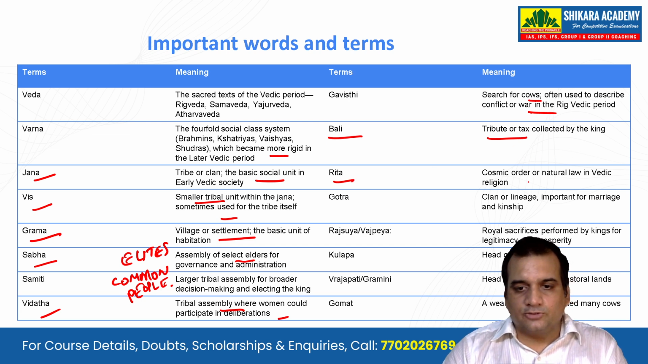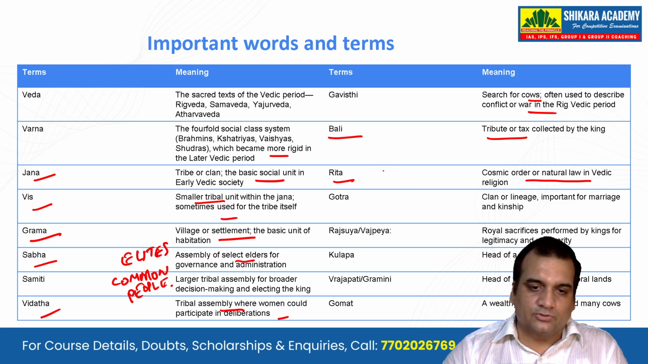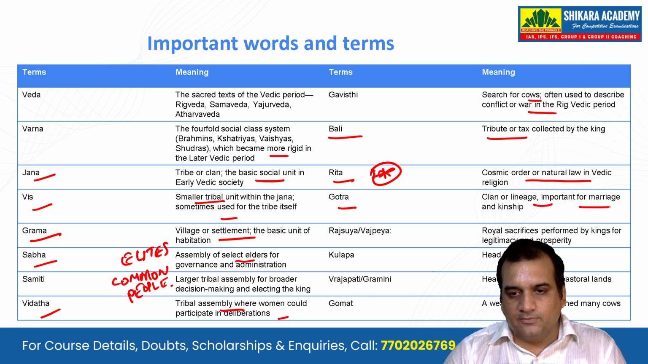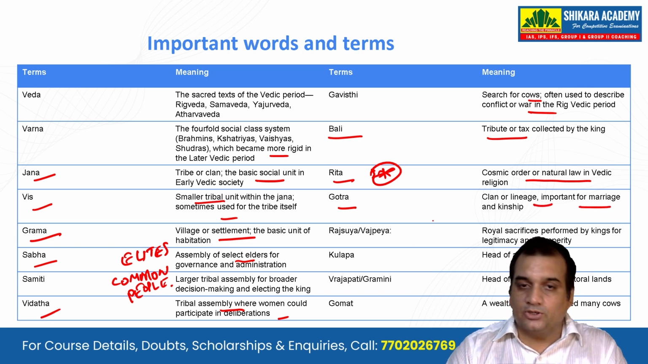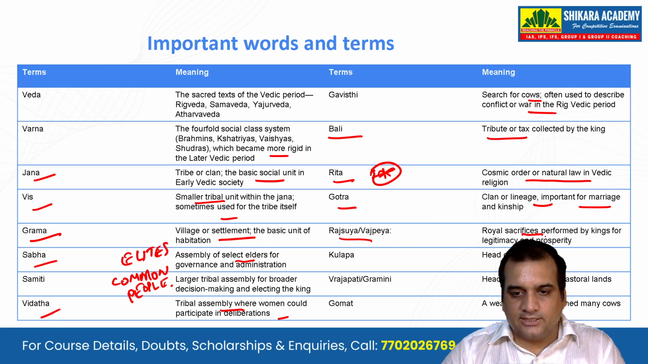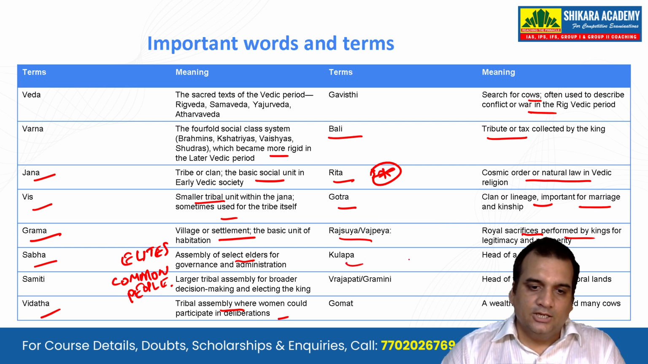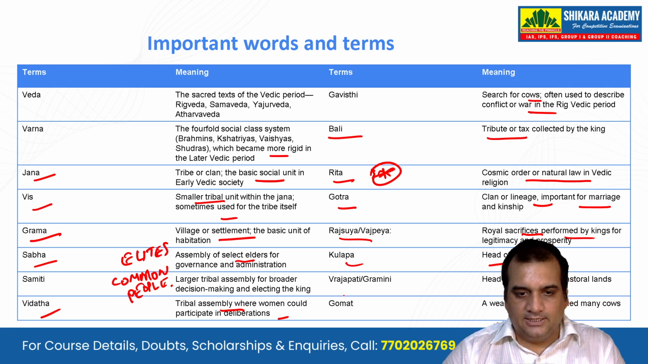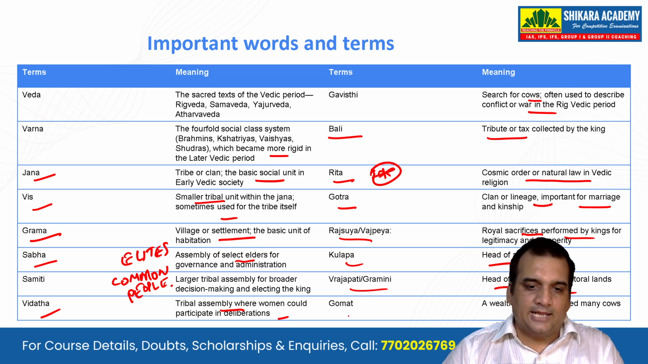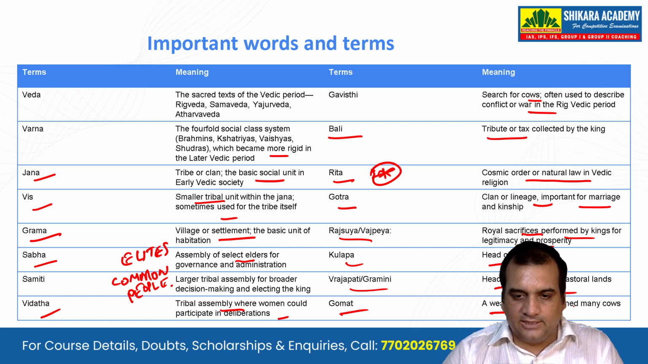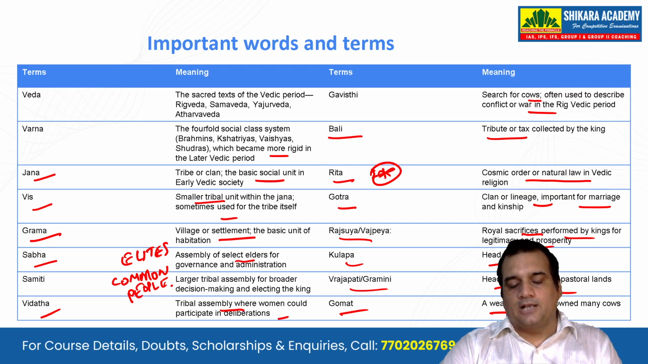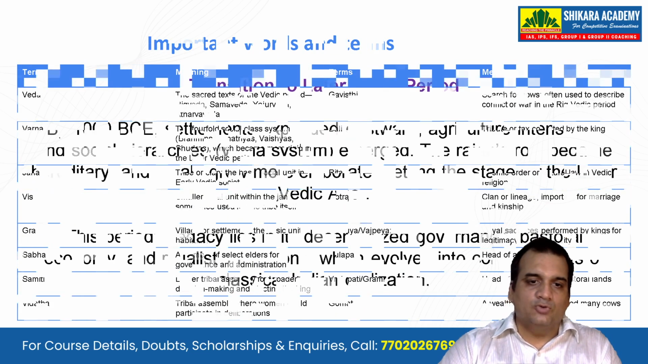Rita, cosmic order or natural law. This was asked in UPSC Prelims. Gotra, clan or lineage, important for marriage and kinship. You could not marry in the same Gotra. Rajasuya and Vajapeya, royal sacrifices performed by kings for legitimacy and prosperity. Kulapa means the head of a family. Vrajapati or Gramini means the head of the village or pastoral lands. And Gomat means a wealthy man who owned many cows. Okay, so that was Gomat.